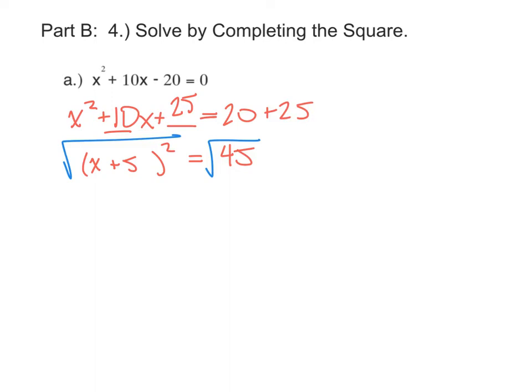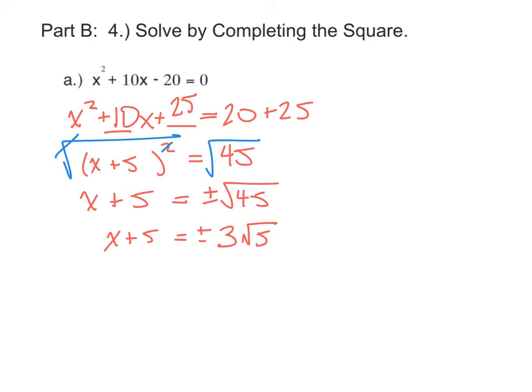I need to get rid of the square by square rooting. So x plus 5 will equal plus or minus the square root of 45, which we can simplify a little bit, because 45 is 9 times 5, the square root of 9 is 3, and the square root of 5 is the square root of 5. And now we finish up by just subtracting 5 from both sides to get it off of here. And x is equal to negative 5 plus or minus 3 root 5.